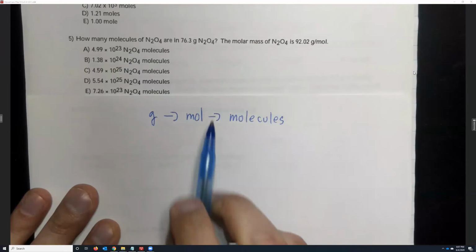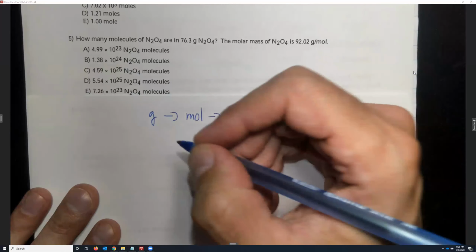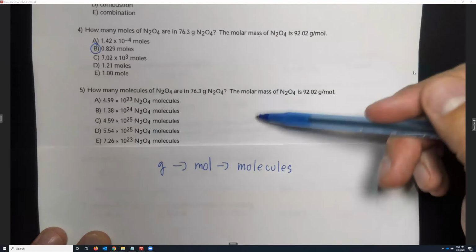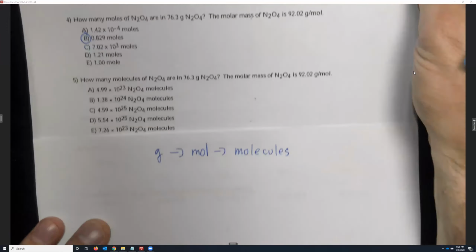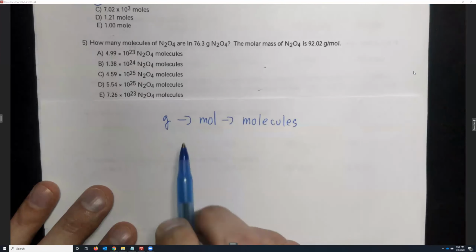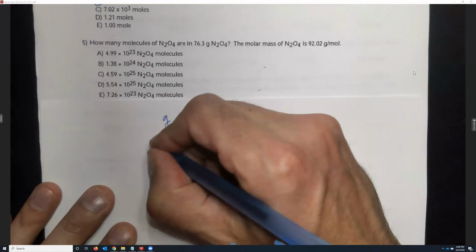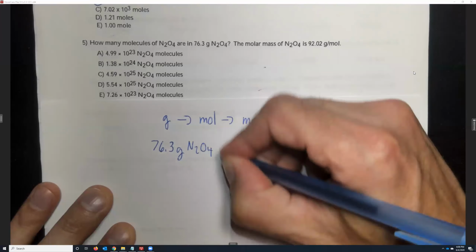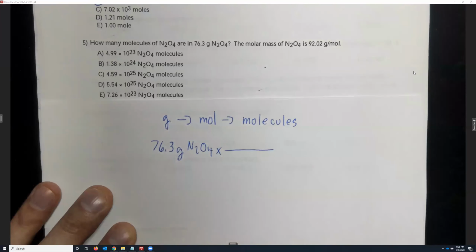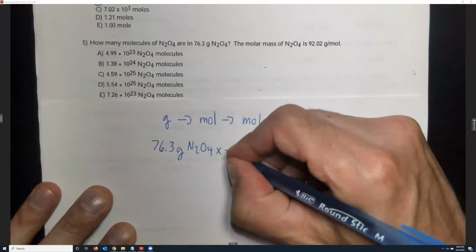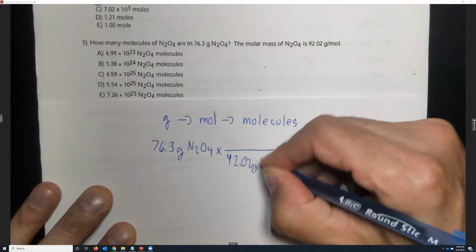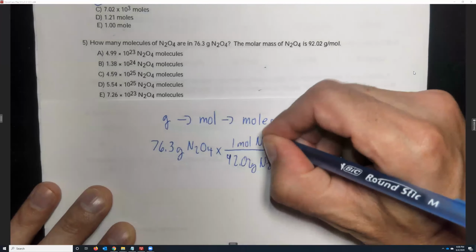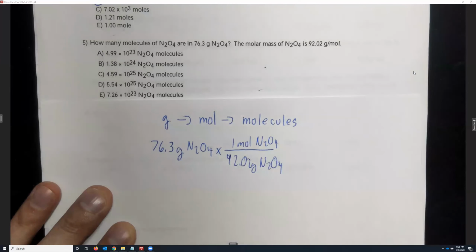Okay, so in order to do this, the first step is exactly the same as in the previous question, and you could actually, because they're the exact same in the two questions, just use your answer from this to figure this out, but I'm not going to do it that way because it's not going to be like that on the test. So here we have 76.3 grams of N2O4. Times, we want to convert it to moles. We again put the molar mass on the bottom, 92.02 grams of N2O4, so that grams cancel out. And we put the 1 mole of N2O4 on the top.